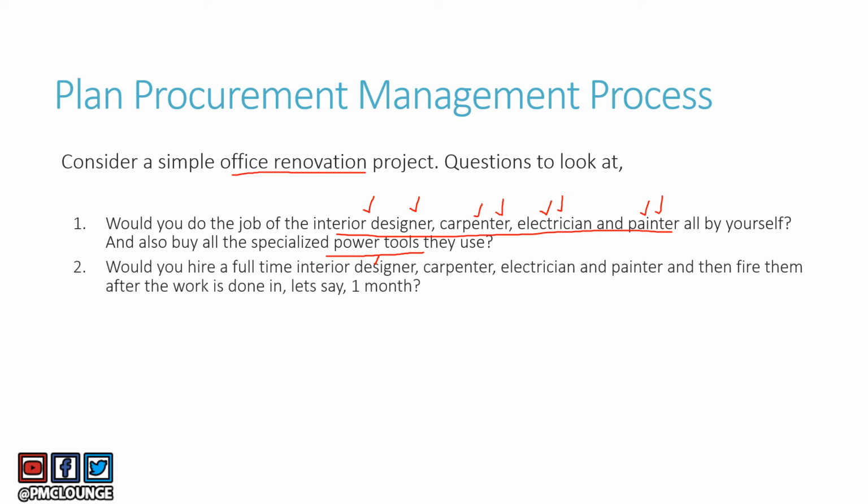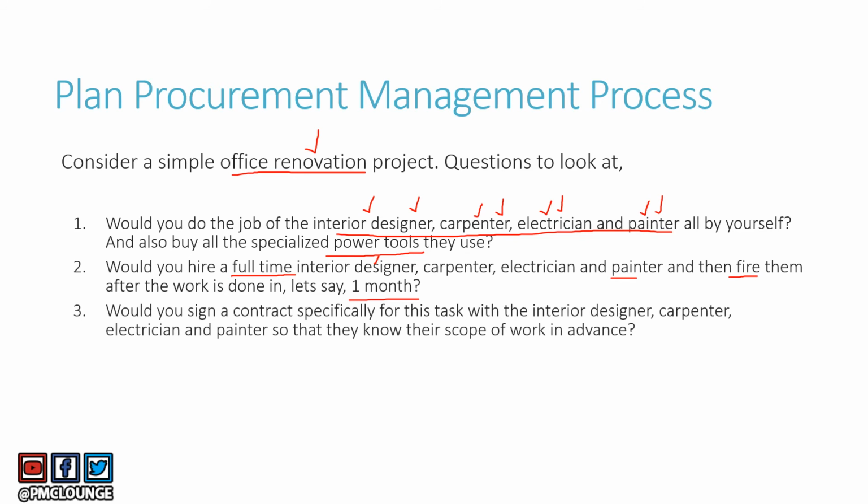Question number two, would you hire a full-time interior designer, carpenter, electrician, and painter, and then fire them after the work is done in, let's say, 1 month? So the renovation project is going to last about a month. So do you think it is wise to hire 4 people, an interior designer, a carpenter, an electrician, and a painter, hire them full time and then fire them in 1 month because the work is done? I don't think that's a wise decision again.